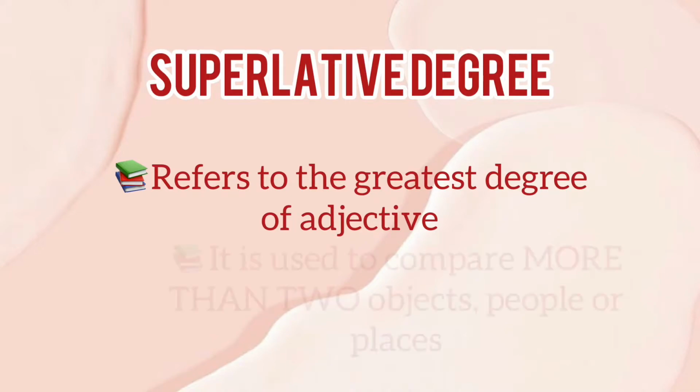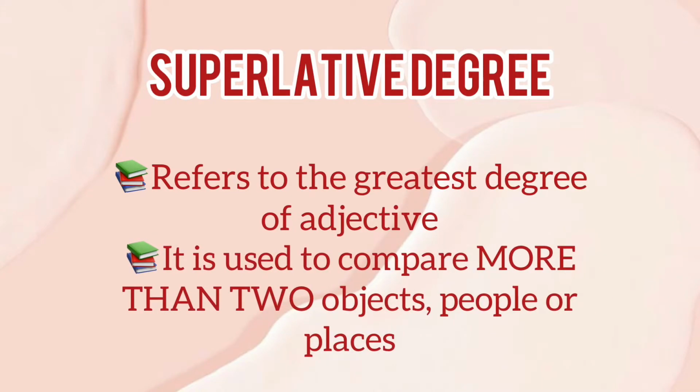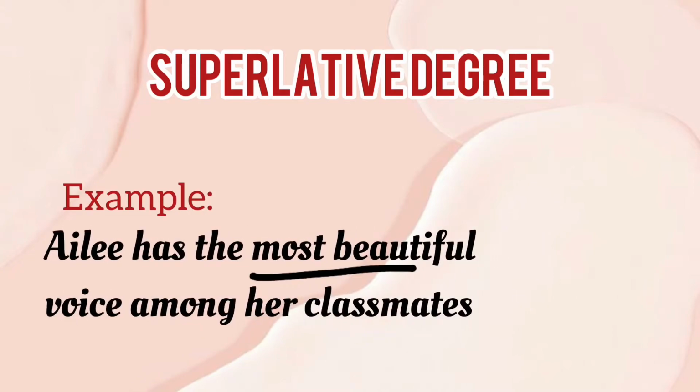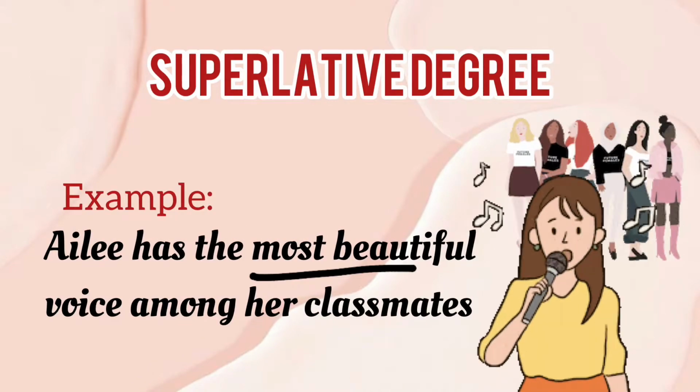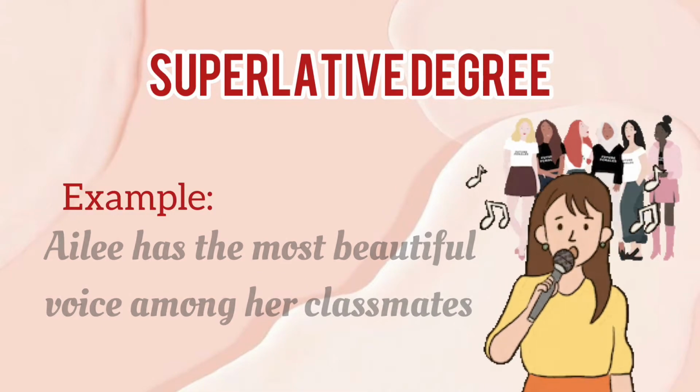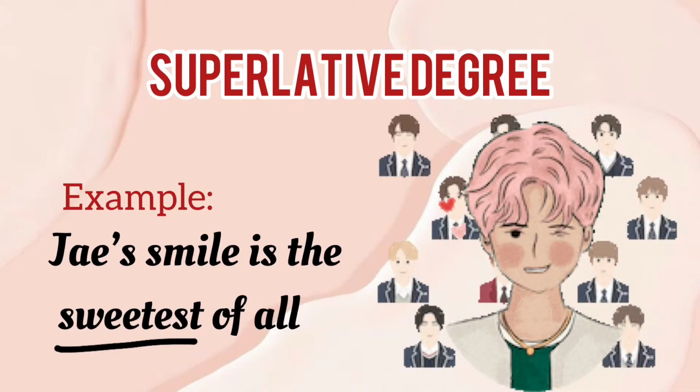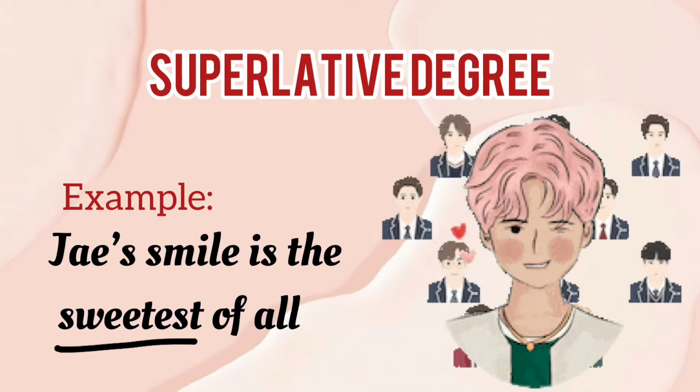Thirdly, superlative degree. It refers to the greatest degree of adjective and is used to compare more than two objects, people, or places. For example, Ailey has the most beautiful voice among her classmates. Jay's smile is the sweetest of all.